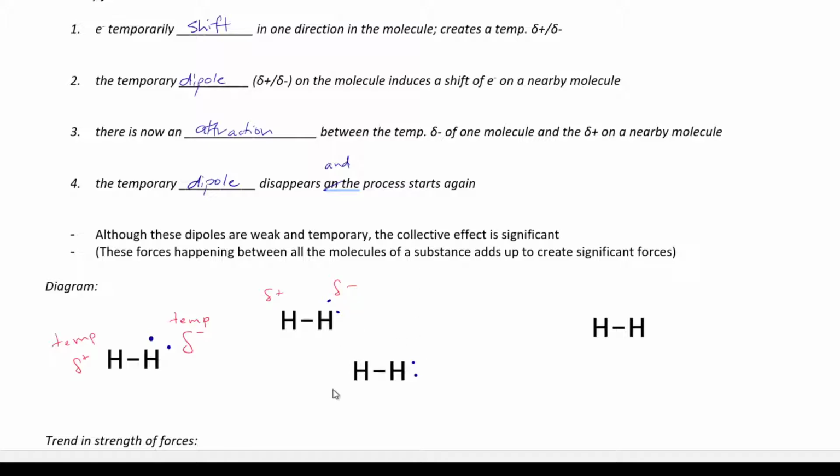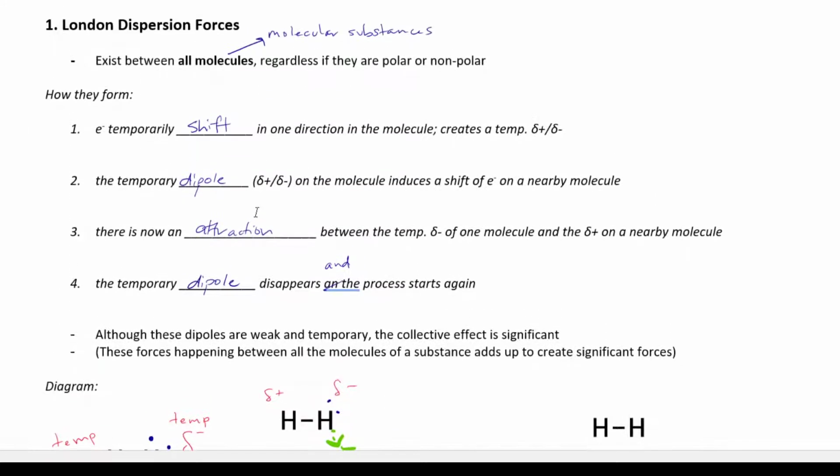And so over here we now have a delta positive and a delta negative that has been produced by pushing the electrons over to this side, which was caused by this molecule. Okay, and now we have an attraction force. This is step three. There is now an attraction between the temporary delta negative of one molecule and the delta positive on the nearby molecule. So now we have a force of attraction between these two molecules. And that force of attraction is what we call our London dispersion force.